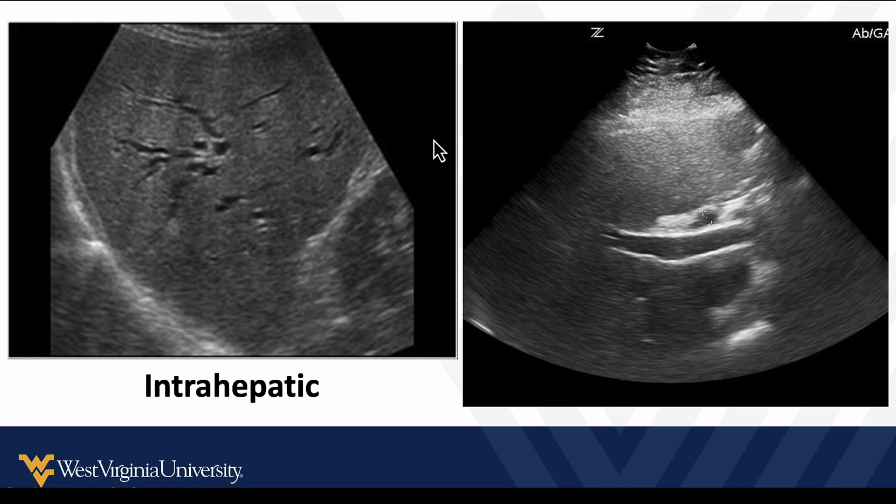Some other abnormal findings to take note of. Here we're looking in the liver, and in this case we're talking about the bile ducts. This is an example of intrahepatic biliary duct dilation. When you see the ducts prominently running with the portal venous branches, and they're large enough that they're visible within the liver, then those are abnormal.